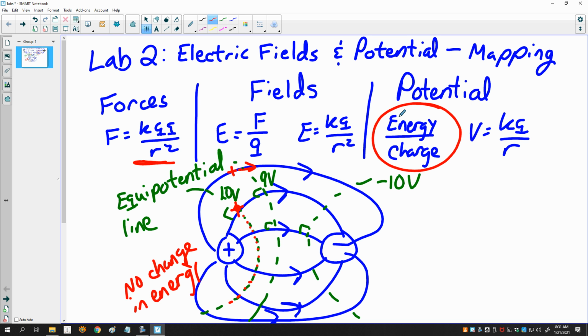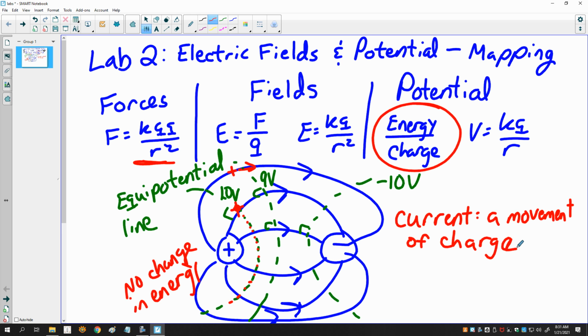In order to have a current, which is a movement of charge, not like a political movement, but you know, actual movement. We'll talk more about current in chapter 3 in the lecture course. Current is a movement of charge. In order to have a current, you must have a potential difference.